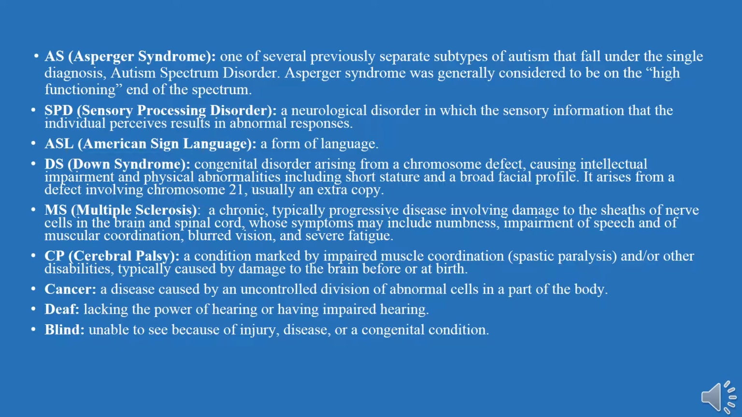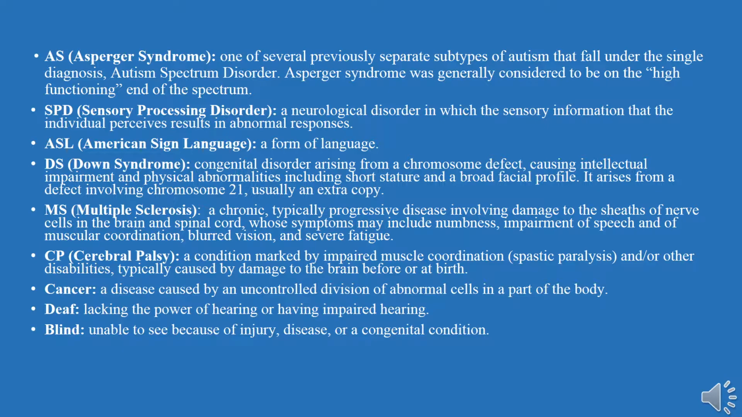DS, Down syndrome, a congenital disorder arising from a chromosome defect causing intellectual impairment and physical abnormalities, including short stature and a broad facial profile. It arises from a defect involving chromosome 21, which is usually an extra copy of that.